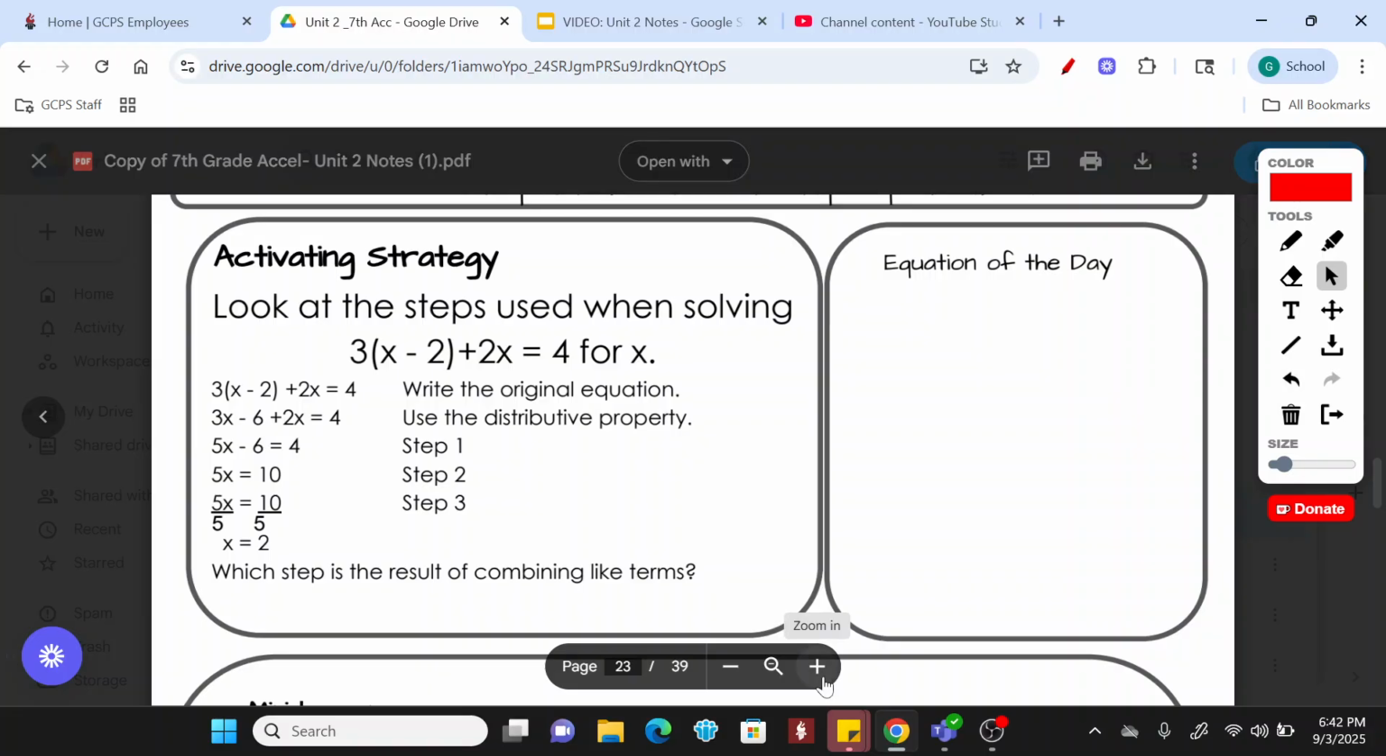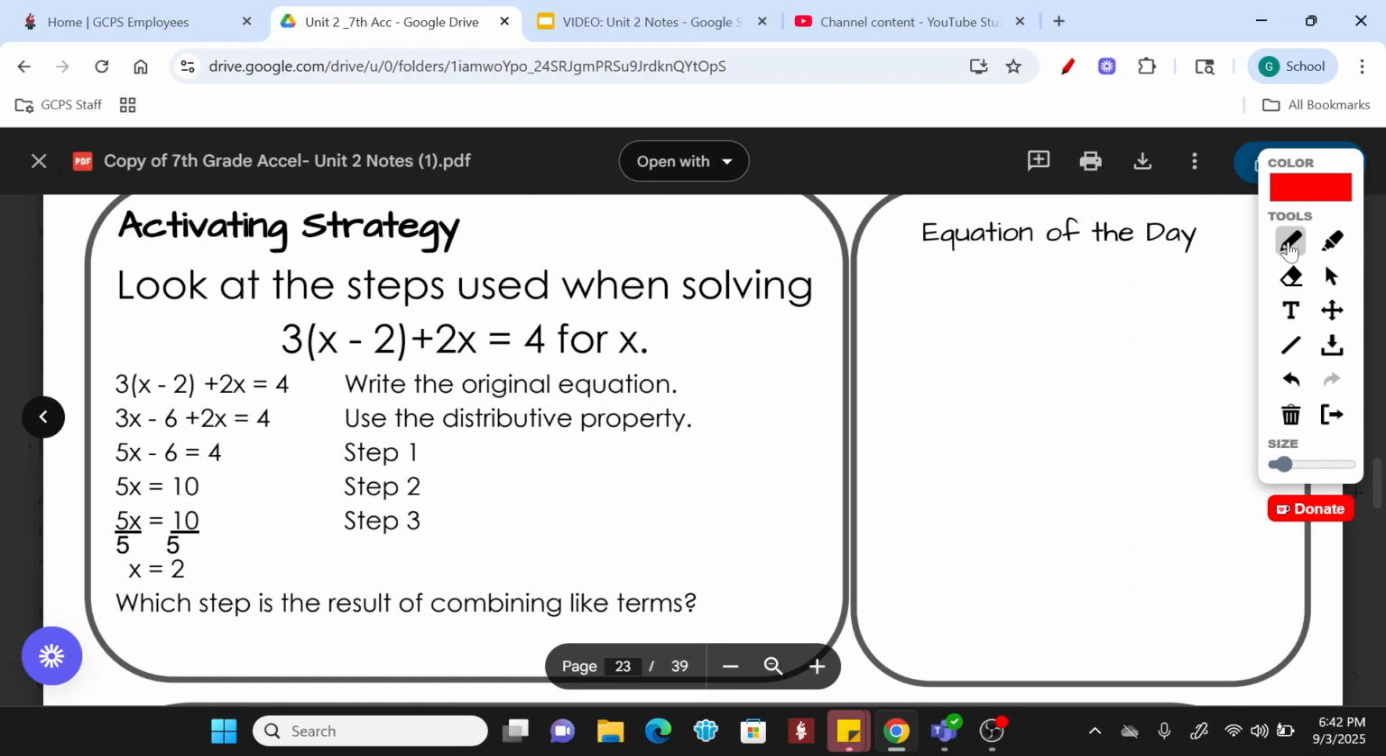All right, so our warm-up, it says look at the steps when solving. So this is our original, right? So this is my original equation. That's why they wrote that. How did they get from here to here? Well, you notice that the parentheses are gone, so they use distributive property.